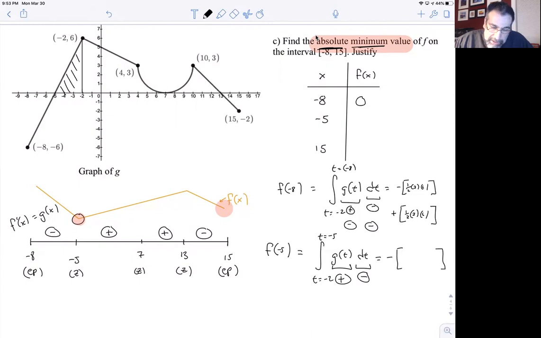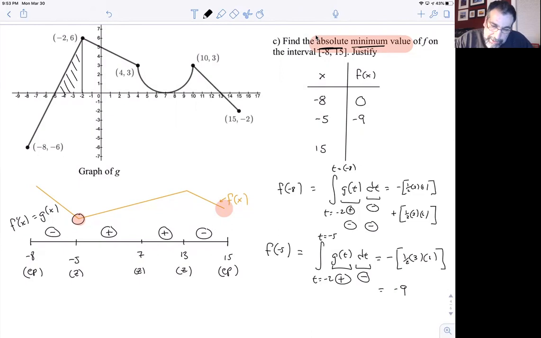Using geometry, because of the squint test, we're going to do 1/2 base times height. And the base here is 3, and the height here is 6. So we are going to end up with a value of -9. So we know the output there is -9.